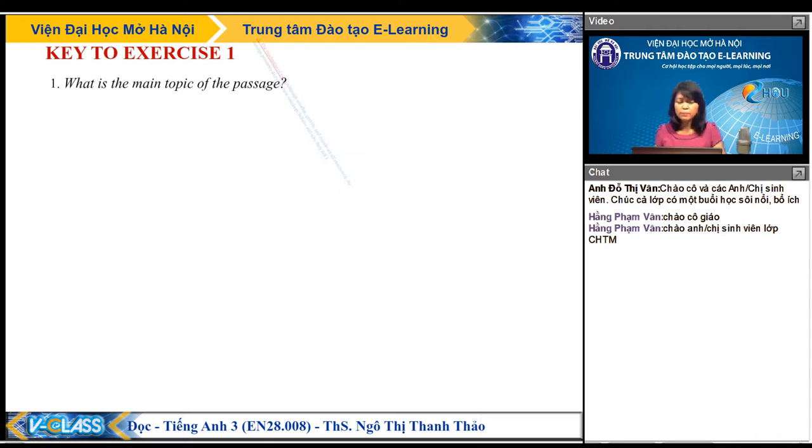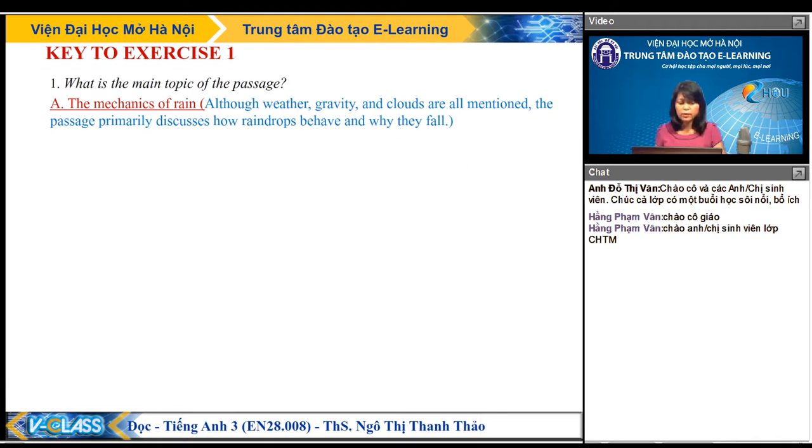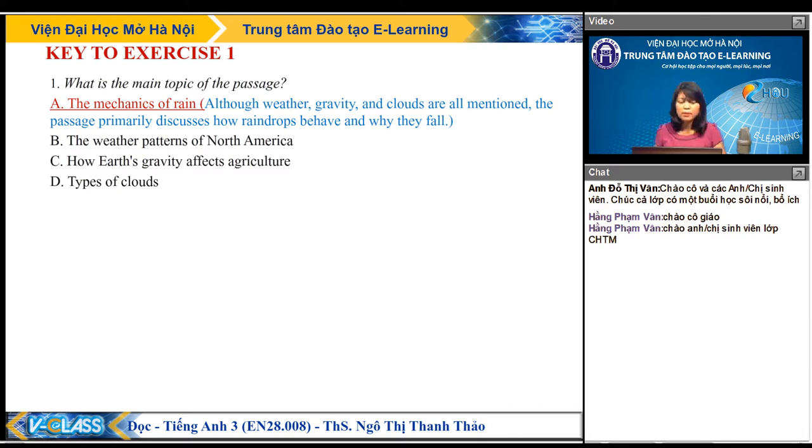So what is the main topic of the passage today? The answer here is A. Why is it A? Because you can base on the clues here. Although the weather, gravity, and clouds are all mentioned, the passage primarily discusses how raindrops behave and why they fall. So the answer here must be A. It is about the mechanics of rain, right?